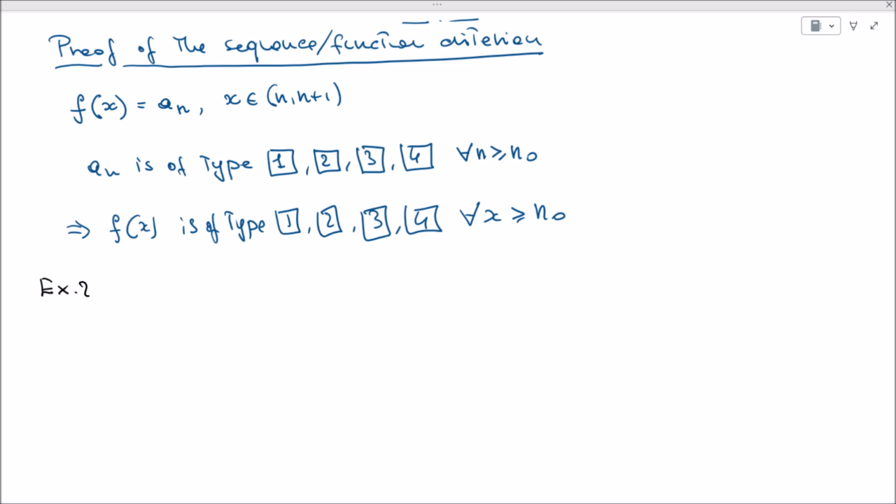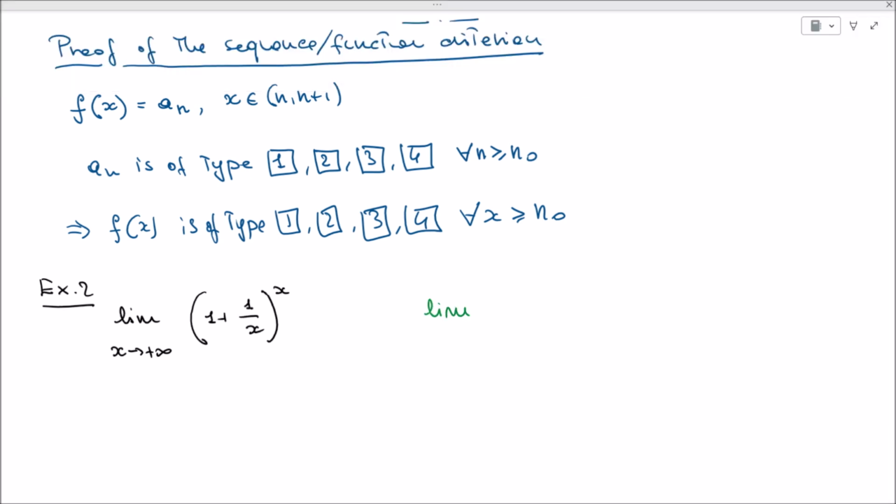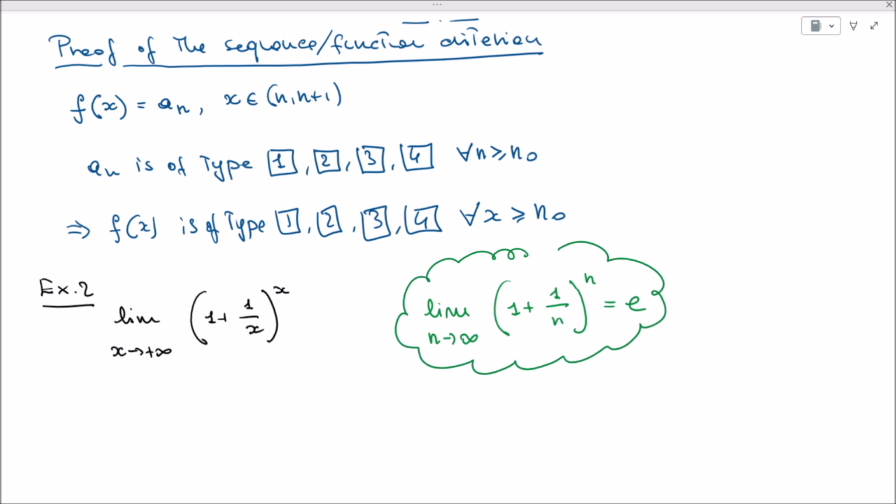Let's go to example 2. In this example 2, we need to find the limit as x goes to plus infinity of (1 plus 1 over x), all raised to the x. Okay? Which of course is something that reminds us of the limit as n goes to infinity of (1 plus 1 over n) to the n, equal to e, right? So we know this limit, so we want to use at some point this sequence.